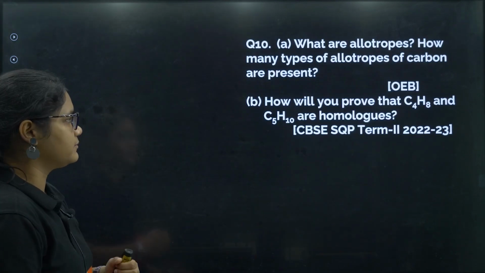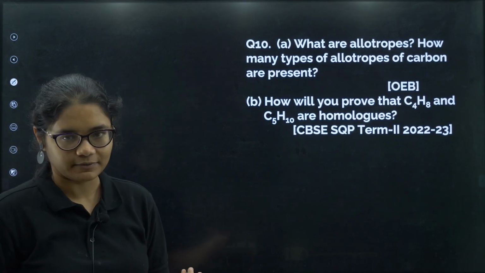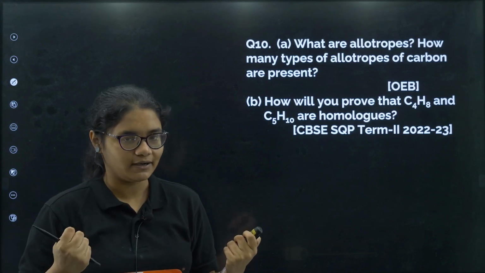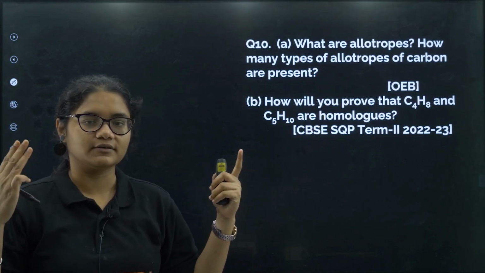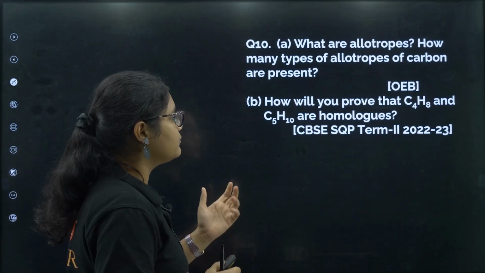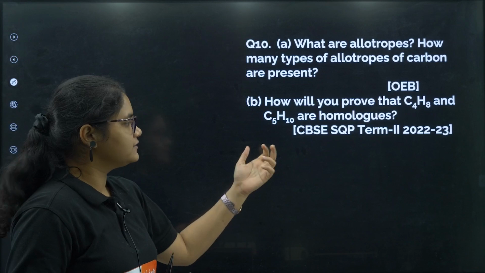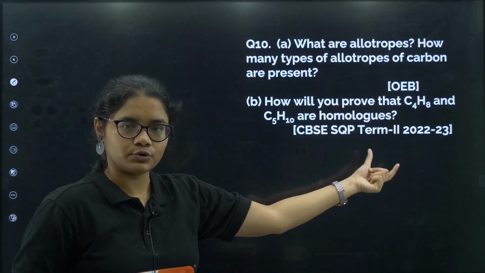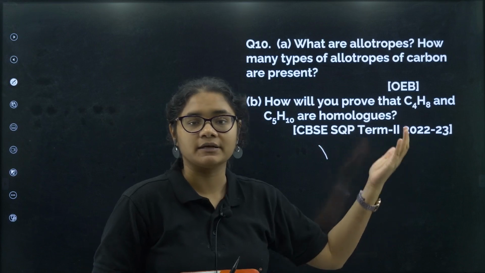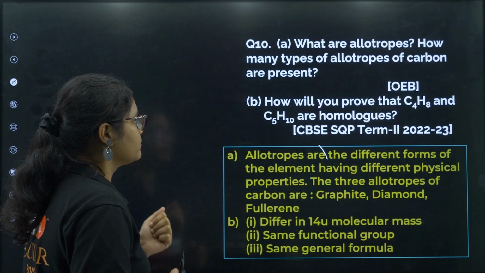Next is question number 10. What are allotropes and how many types of allotropes of carbon are present? So we know allotropes are the different forms of the same element and carbon has 3 allotropes: diamond, graphite and fullerene. Next, how will you prove that C4H8 and C5H10 are homologous? So you can see there is a gap of CH2 group. They have same chemical properties and different physical properties. Any 2 point or 1 point you can write down.